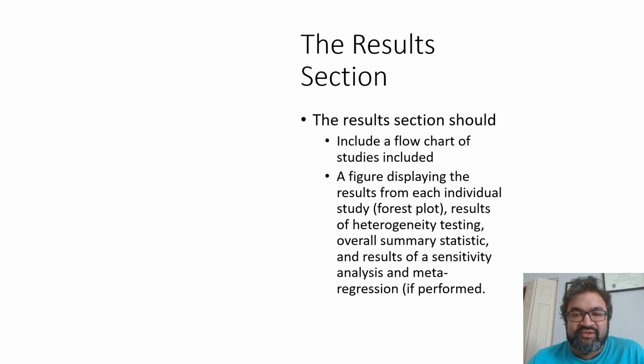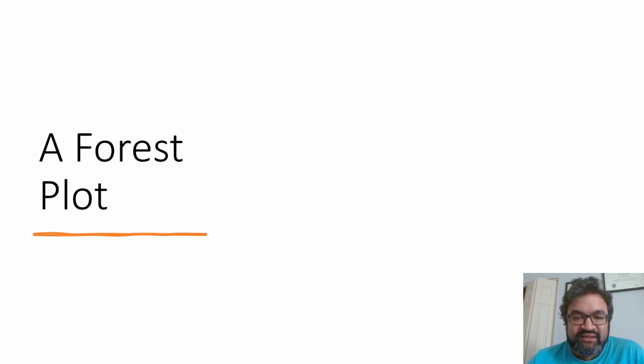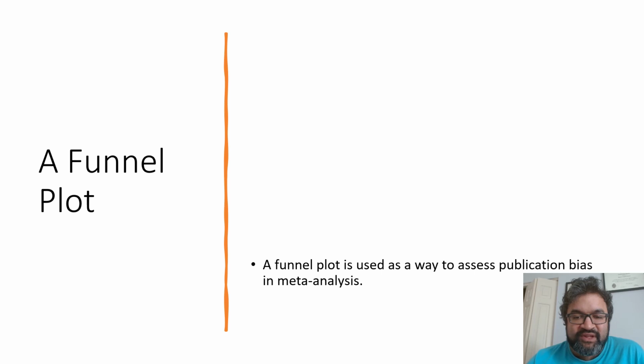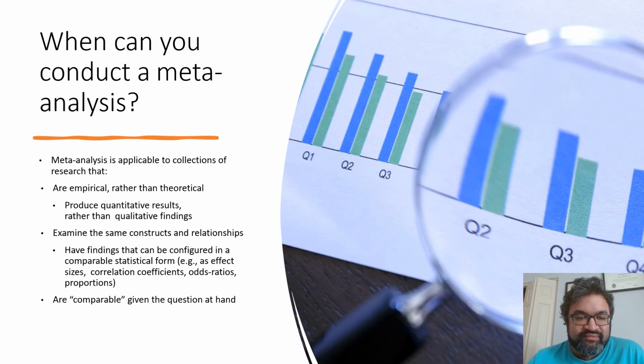The results section, of course, should include a flowchart and a forest plot, results of heterogeneity testing, and also results of a sensitivity analysis. Again, I went over a forest plot already. When you conduct a meta-analysis, it is applicable to collections of research that are empirical rather than theoretical, examine the same constructs and relationships, and are comparable given the question at hand.